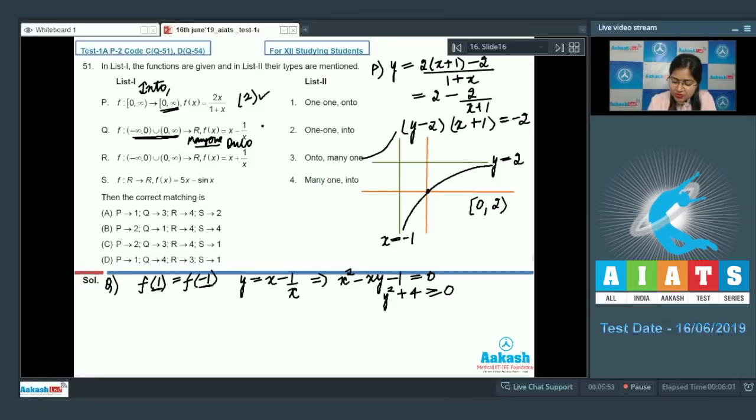So from the given options, option number 3 is the correct choice, right? Now here only it can be seen from the options given that this is the correct choice, right? Still, let's solve option number R.